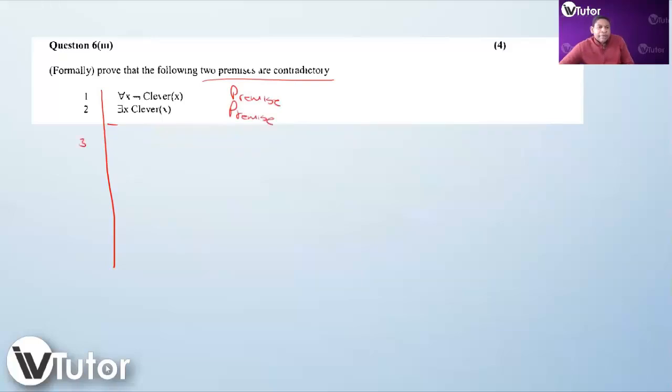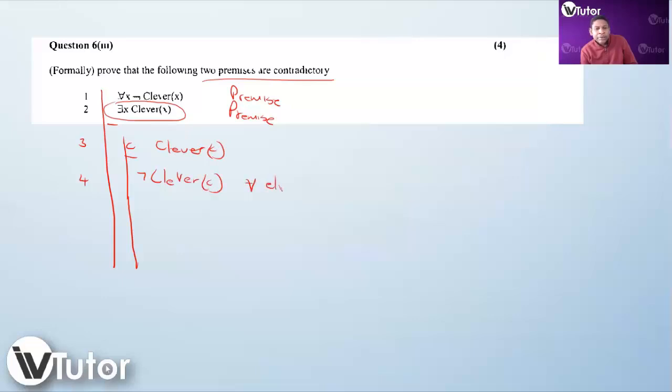Number 3, so likely I'm going to start with the subproof for C, then I have clever C. Then number 4, if I have clever C, I can have not clever C. So now I'm using this elimination. This is an assumption.